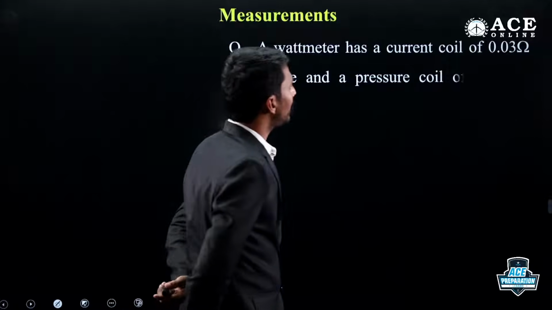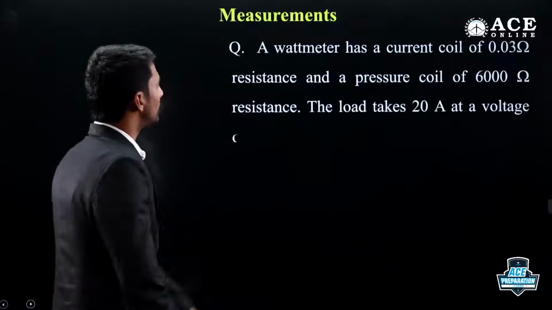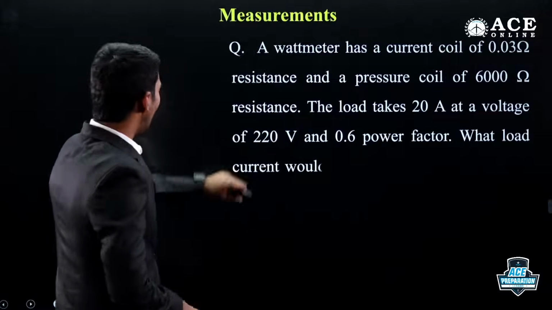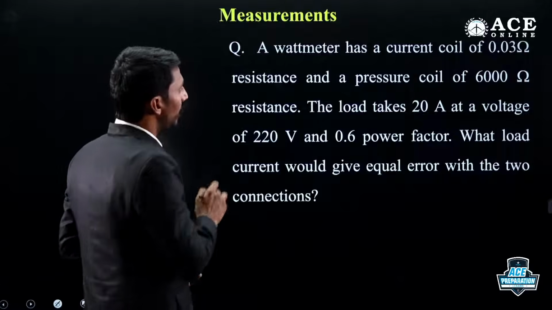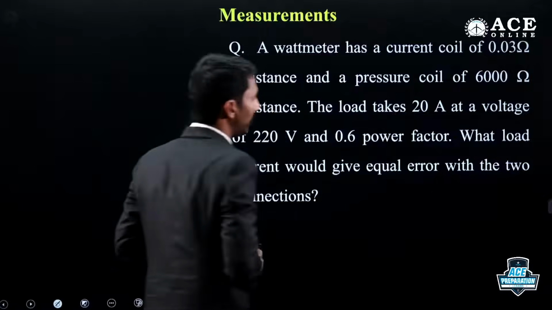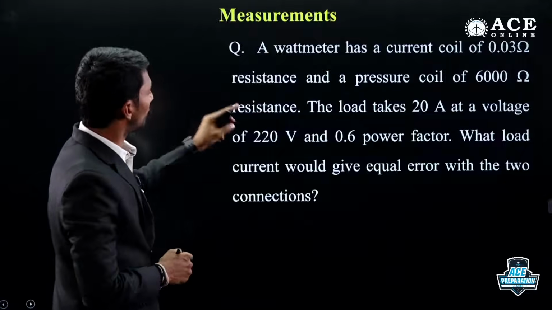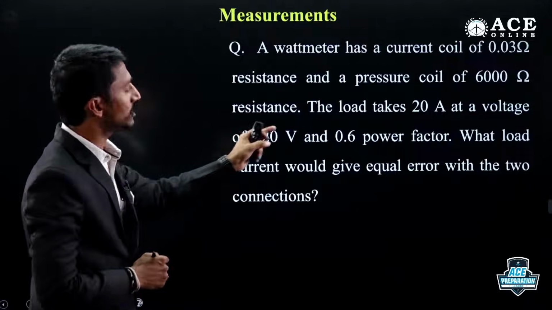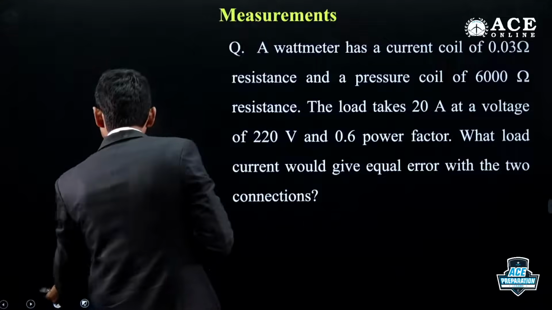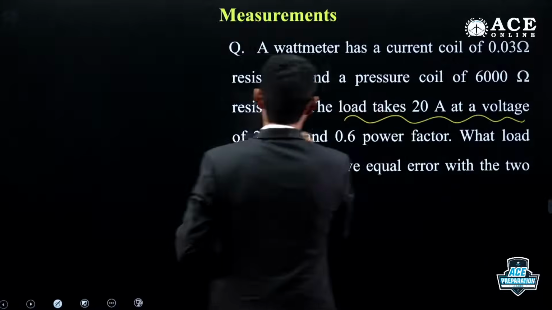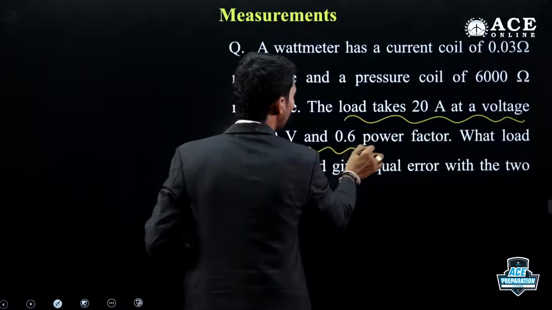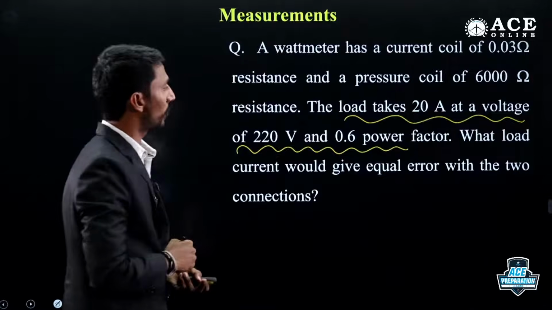Wattmeter has a current coil of 0.03 ohm resistance and pressure coil of 6000 ohm resistance. The load takes 20 amperes at a voltage of 220 volt and 0.6 power factor. Right? Be clear? Here, the load takes 20 ampere at a voltage of 220 volt, 0.6 power factor.